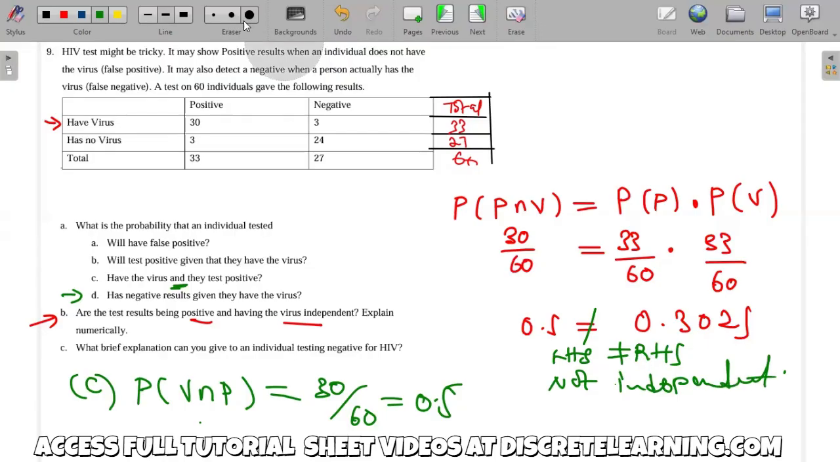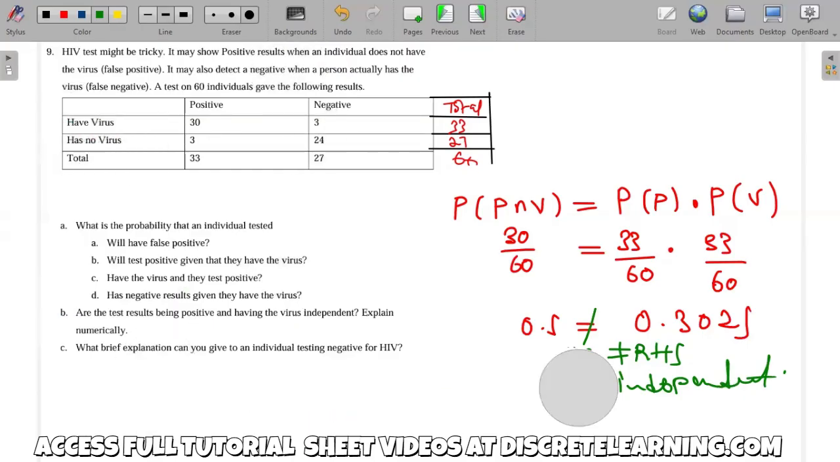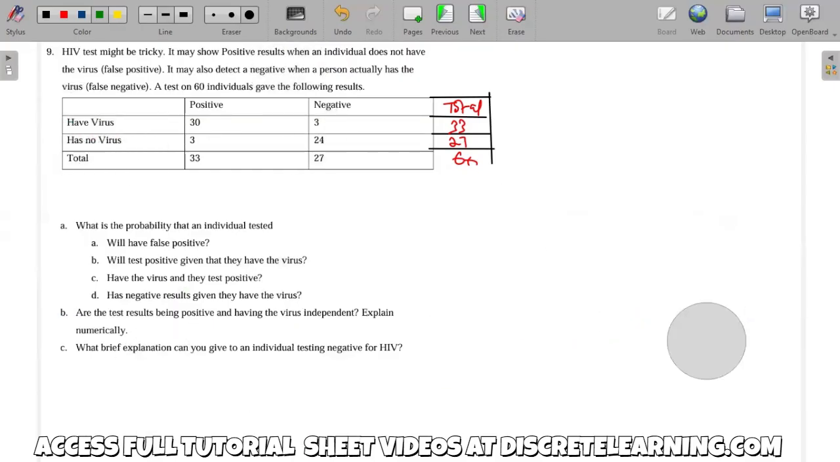All right, so it means we've reached the end of this video. Here they're saying, what brief explanation can you give to an individual testing negative for HIV? So what you'd say is that from the table, among those with the virus, the 33 people, because here there's 33 people.